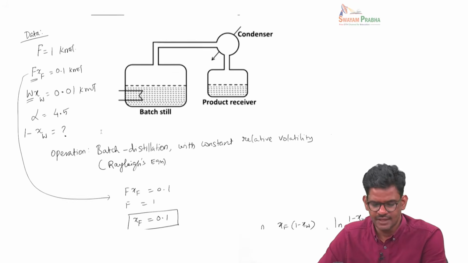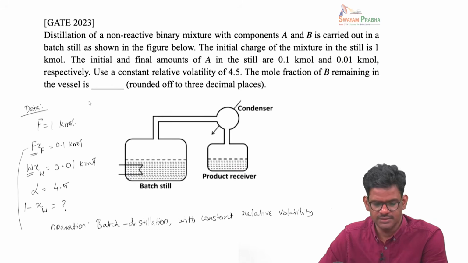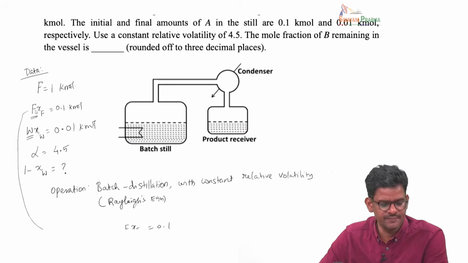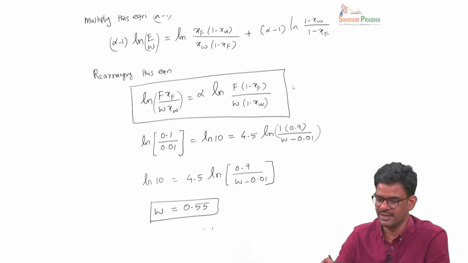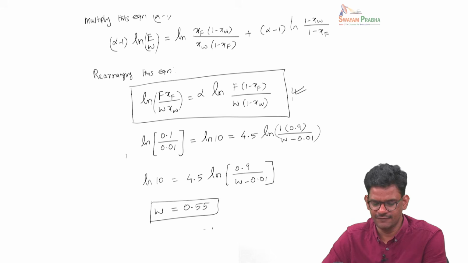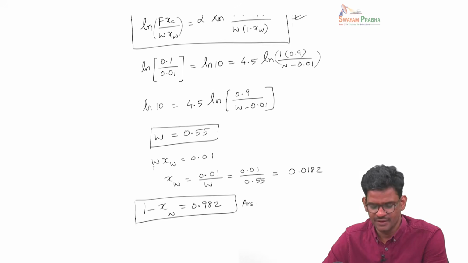So, in this problem what we have done is a direct application of Rayleigh's equation, but the kind of information given in the problem requires us to rewrite the Rayleigh's equation in a different or equivalent form, and from here onwards it is a direct substitution of the knowns, and the only unknown in this problem is the residue amount W. Okay. Once we obtain W, we can use this given data W times XW is 0.01, and from here we can solve for XW, and that is 0.982.